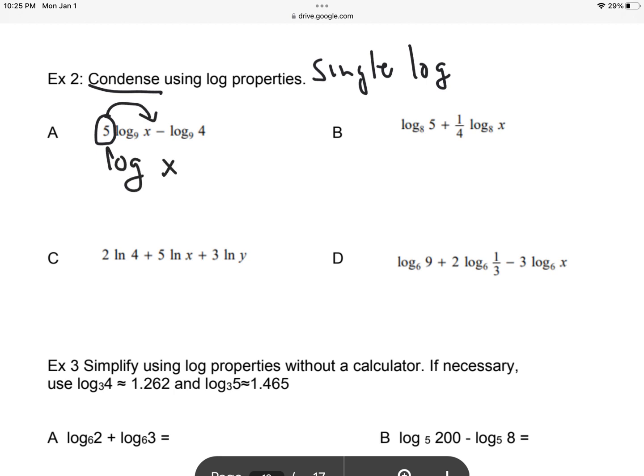So we're going to have the log of x to the 5th and the log of 4, both base 9. Because they have the same base, I can combine them. That subtraction can get combined across division.